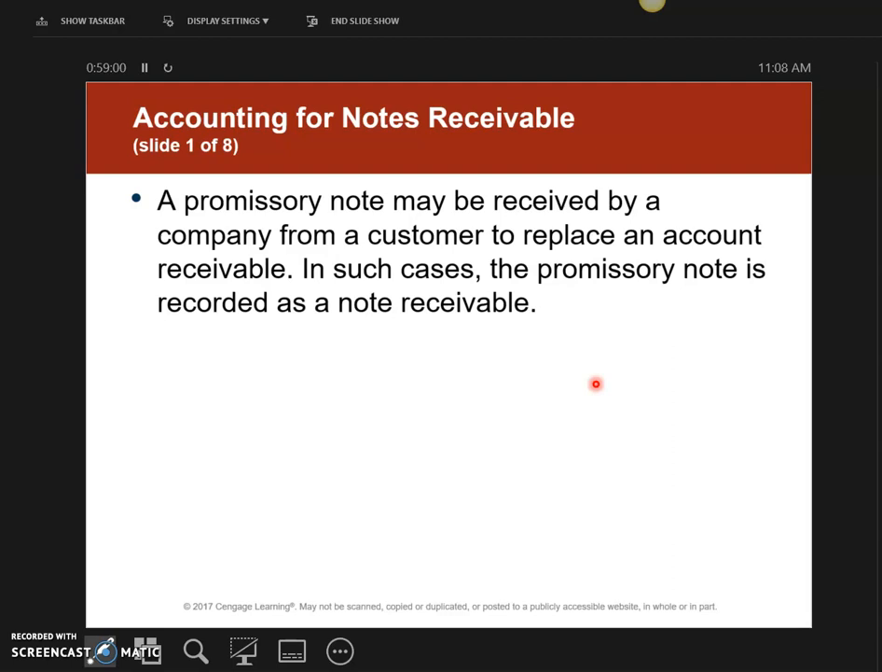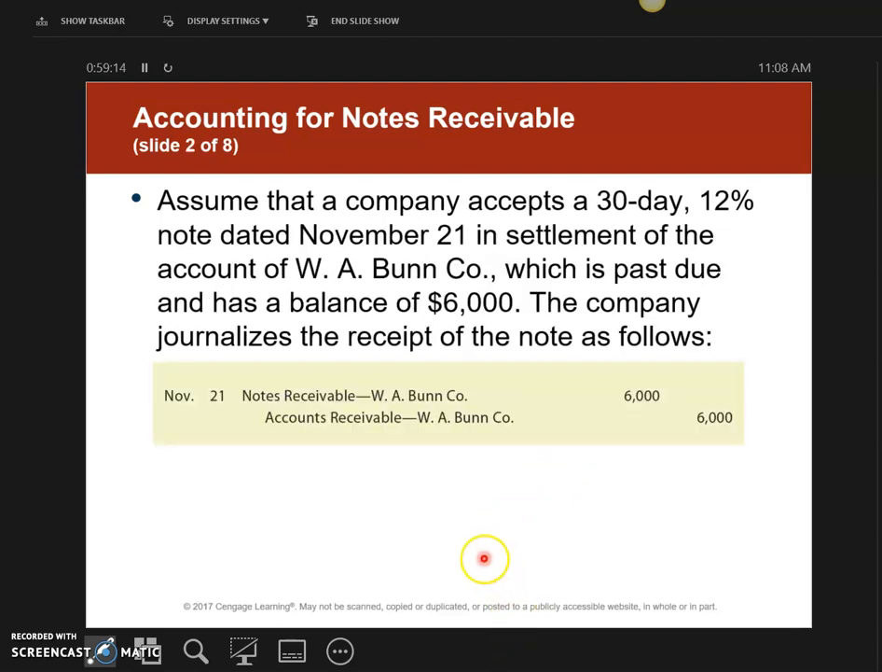So here's the journal entry. I'm going to get ready to show you the journal entry for what happens on a notes receivable. Now, remember, these are accounts receivable customers. So when the customer signs the note, they're going to actually come out of accounts receivable and go into a note receivable. So this is a 30-day note, 12% dated November 21st. So they owe them $6,000. So here's the journal entry. I'm removing it from the accounts receivable, putting it into notes receivable.